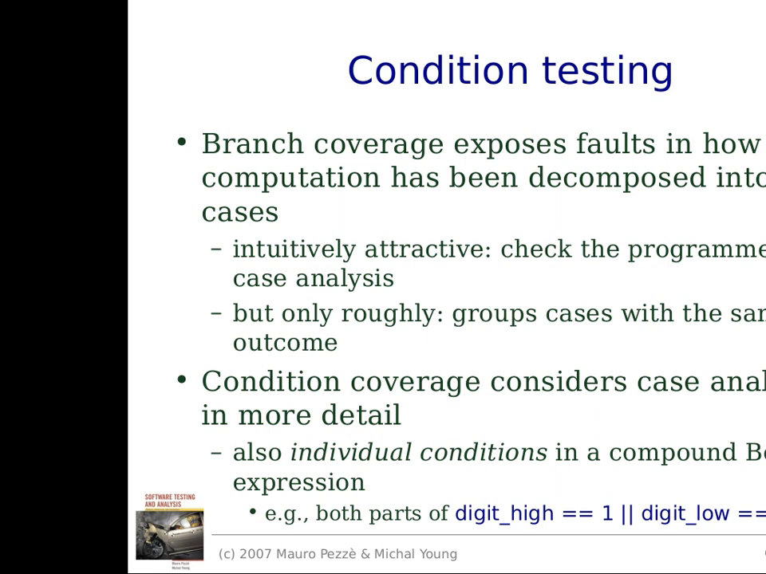So branch coverage exposes faults on how computation can be decomposed into the different cases. This is nice and intuitive, but only roughly. Condition testing considers case analysis in more detail, the individual ones. Both parts of digit high equals 1 and digit low equals -1. As I just gave you an example previously, if you're just testing for a branch of true, you'd have digit high equals 1, and then false would be both of these being false. You never test for the true case of digit high being maybe 0 and digit low being -1.